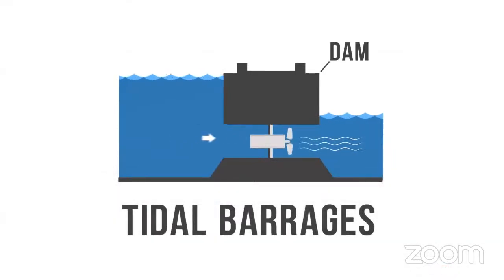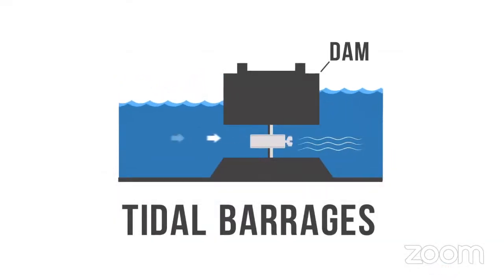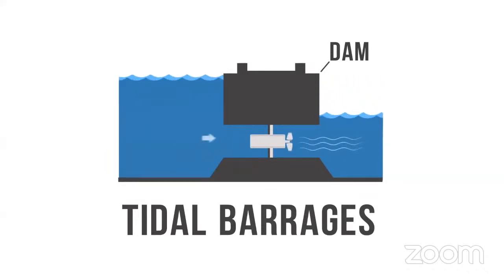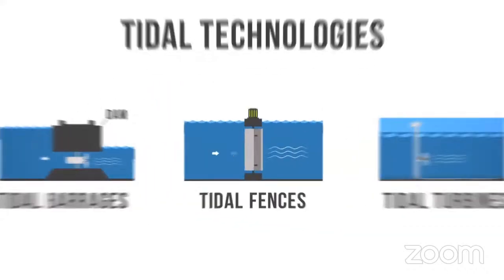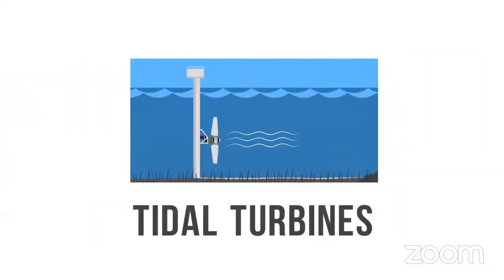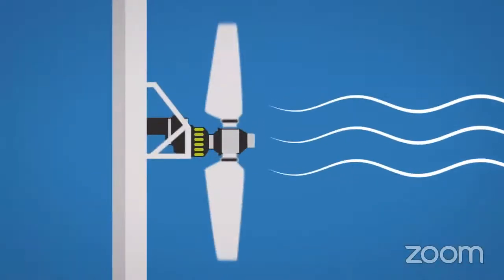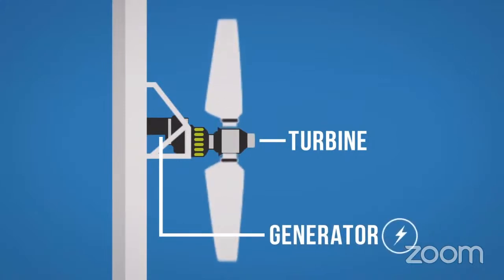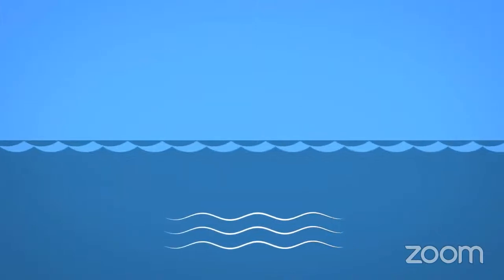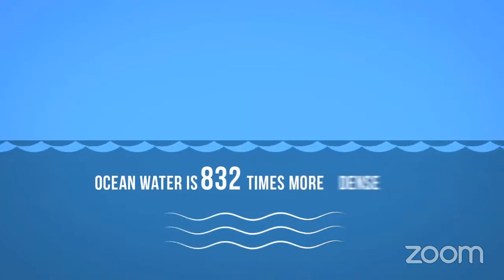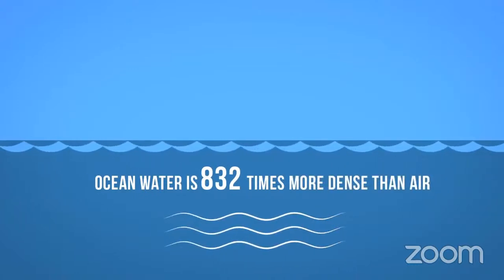A tidal barrage is a dam that utilizes the potential energy generated by the change in height between high and low tides. This energy turns a turbine or compresses air, which in turn creates electricity. Tidal fences are turbines that operate like giant turnstiles, whereas tidal turbines are similar to wind turbines, only underwater. In both cases, the mechanical energy of tidal currents turns turbines connected to a generator. The generator produces electricity. Ocean currents generate relatively more energy than air currents because ocean water is 832 times more dense than air and therefore applies greater force on the turbines.